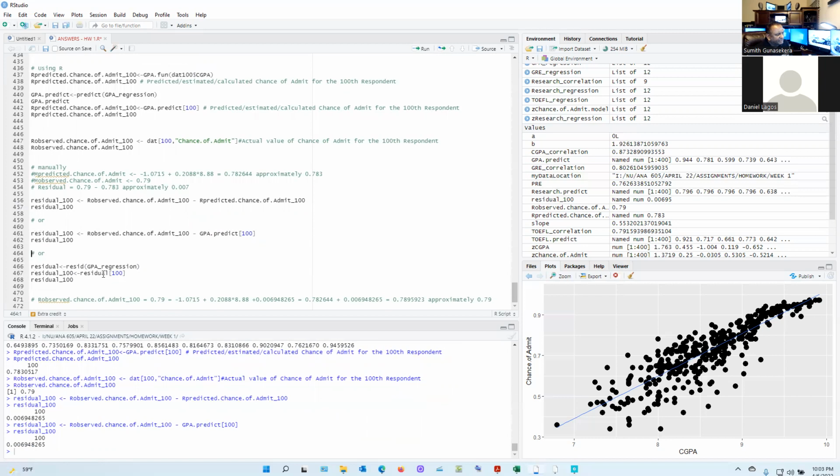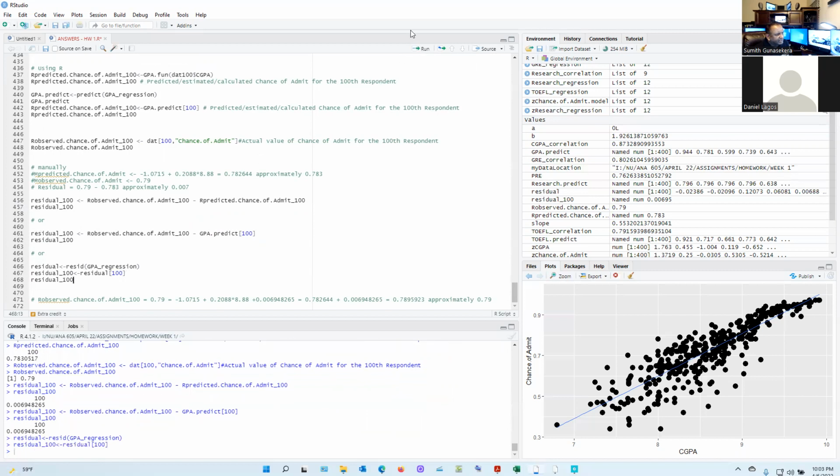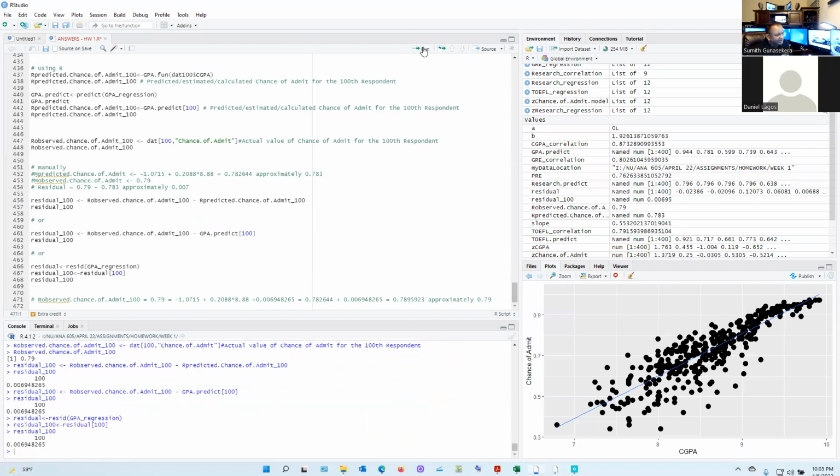Or you go to the output. Using it, you can get the residuals, and you say, I need the 100% residual. I don't need everybody's residual, even the 100% residual. You can get that that way. You actually have the same thing.